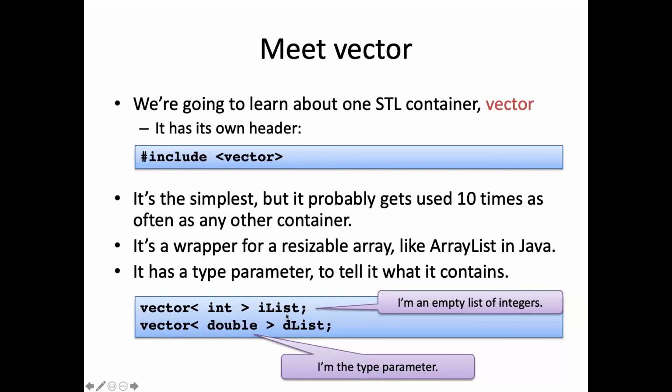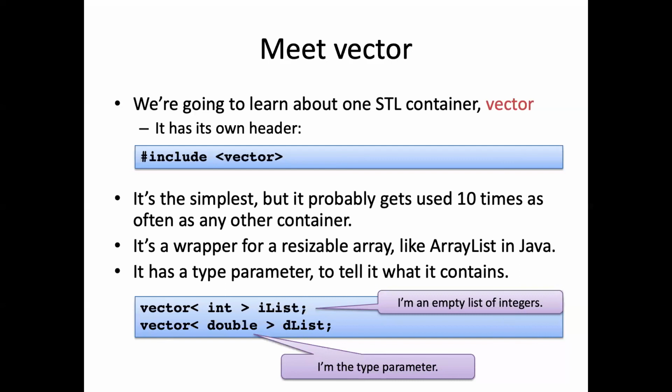So this is a variable declaration. This makes a new variable iList that has as its type vector of ints. And it starts out empty if you don't initialize it otherwise. So even if it's a stack variable, vector being a class, it has a default constructor. And if you don't specify any parameters, it will at least start out initialized as an empty list of ints. On the next line, I'm plugging in a different type parameter. So for dList, I'm making a vector of doubles, and it also starts out empty if you don't say otherwise.